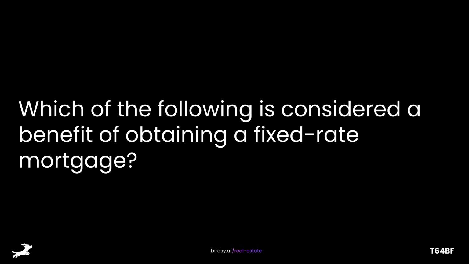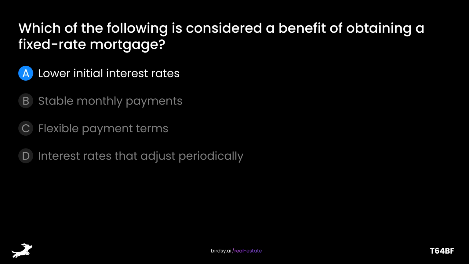Which of the following is considered a benefit of obtaining a fixed-rate mortgage? Is it A, lower initial interest rates? B, stable monthly payments? C, flexible payment terms? Or D, interest rates that adjust periodically? The answer is B, stable monthly payments.